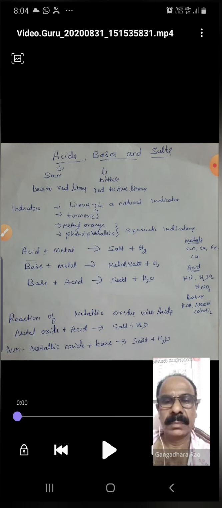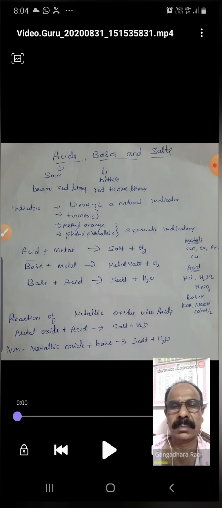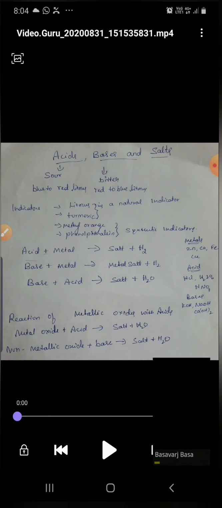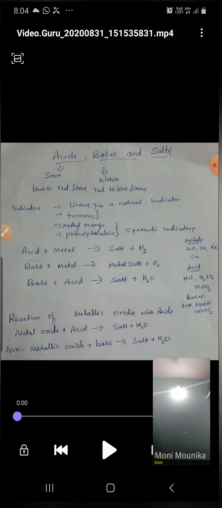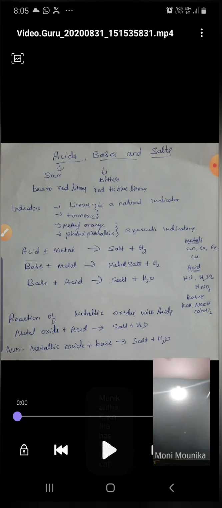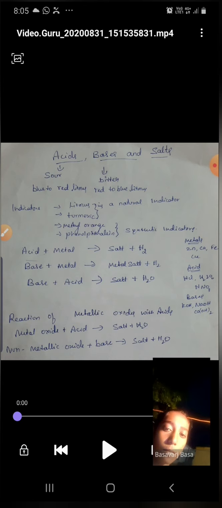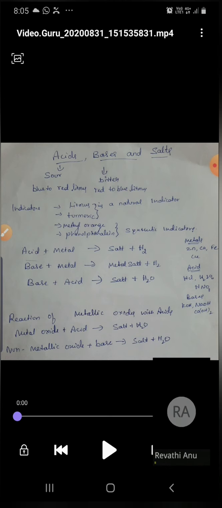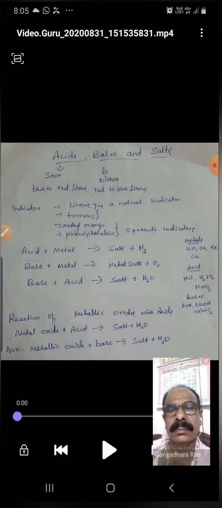Now, how do acids react with metals? Acid reacts with metals, and that results in the formation of salt and release of hydrogen. Now, what are the metals? I have written zinc, calcium, iron, copper. All these are metals. The acids react with metals to form salt and release hydrogen gas.